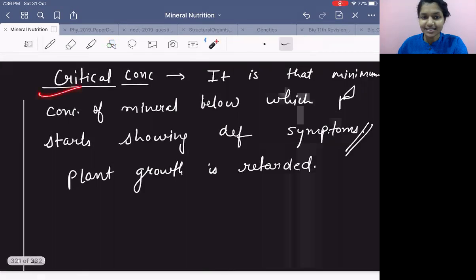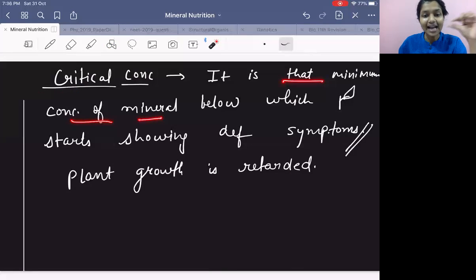Now you know what critical concentration is. It is that minimum concentration of mineral below which the plant will start to show deficiency symptoms, or you can say plant growth will not happen. The plant growth will be retarded.